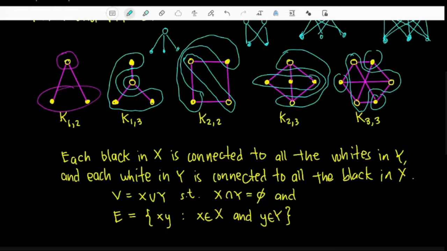So to write that in set notation, that would imply that the vertex set is partitioned into X and Y, meaning X union Y is the vertex set, X intersection Y is empty, and the edges are composed of all edges xy, where x is an arbitrary vertex in X and small y is an arbitrary vertex in the partition Y.